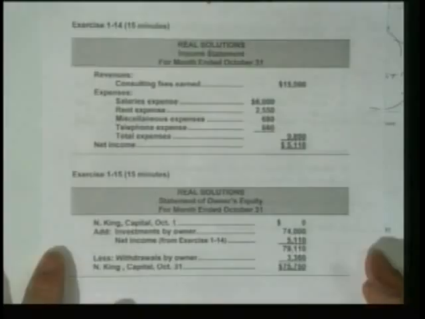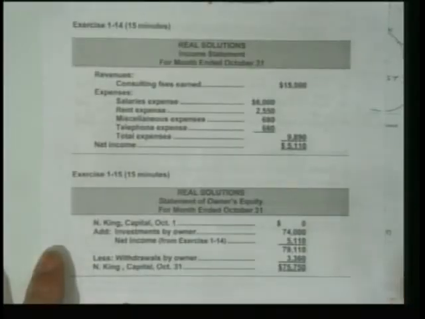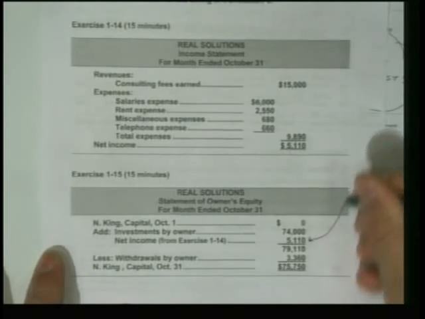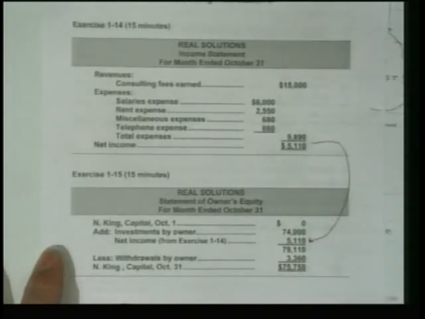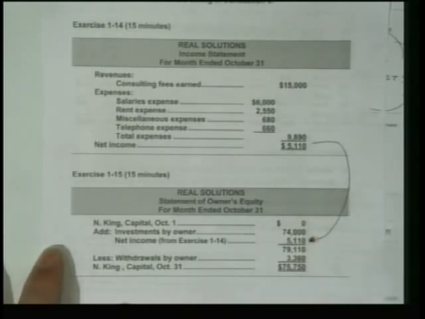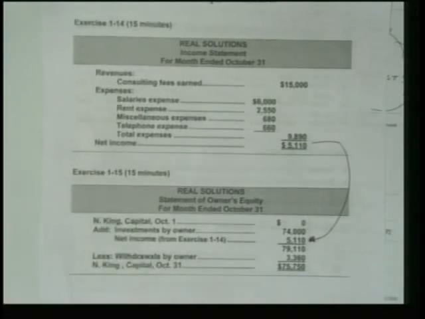Now let's take a look at the statement of equity. Where do we get that net income? It flows down from the income statement, which is why we have to prepare them in this order. The beginning balance of capital was 0.